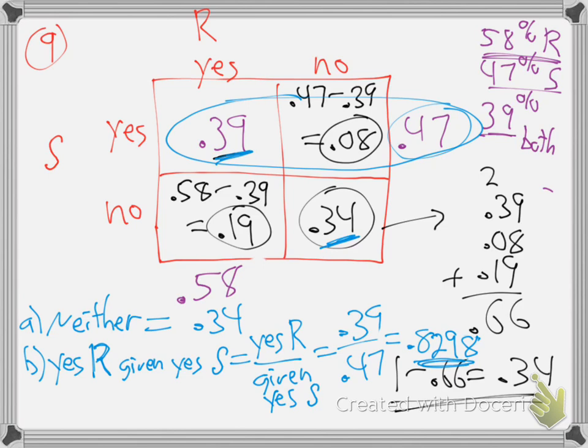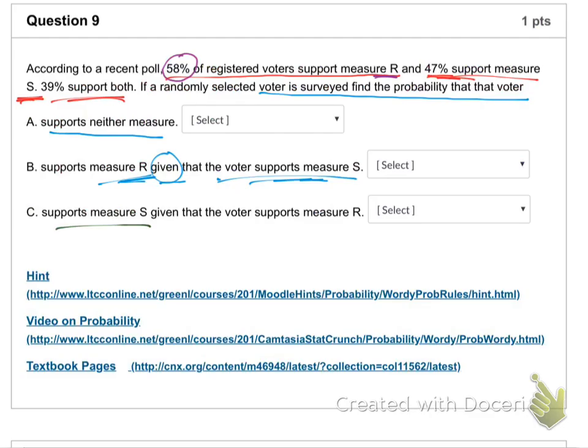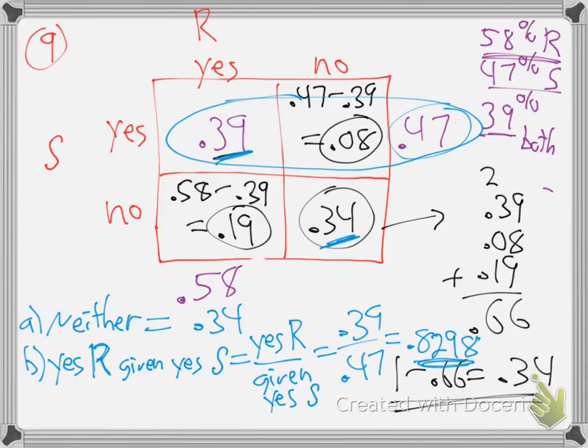And finally, question C. Suppose S given suppose R. So that's the same thing the other way around. I really want to get to the last two, which are harder, so I'm going to move on. So you could do C. It's the same thing, just flip it around, right?